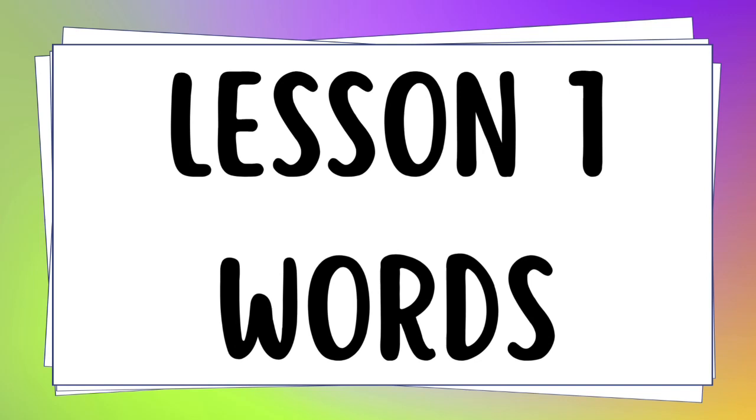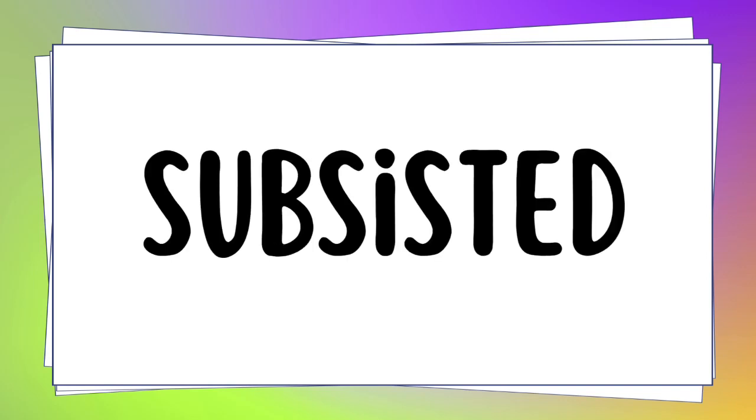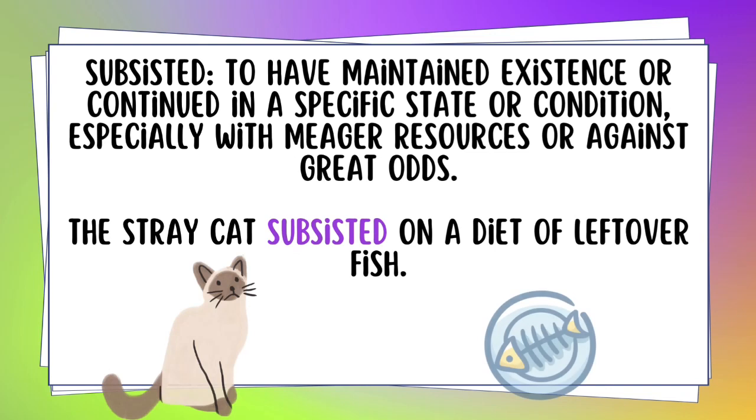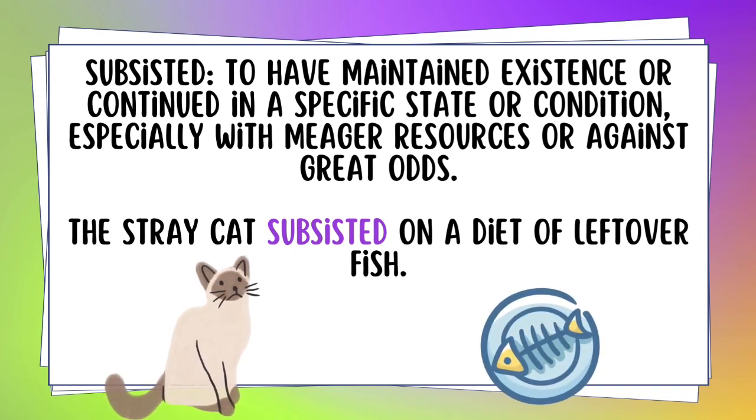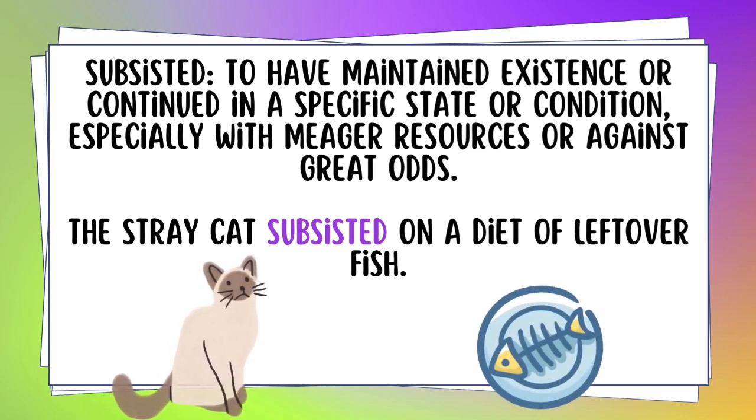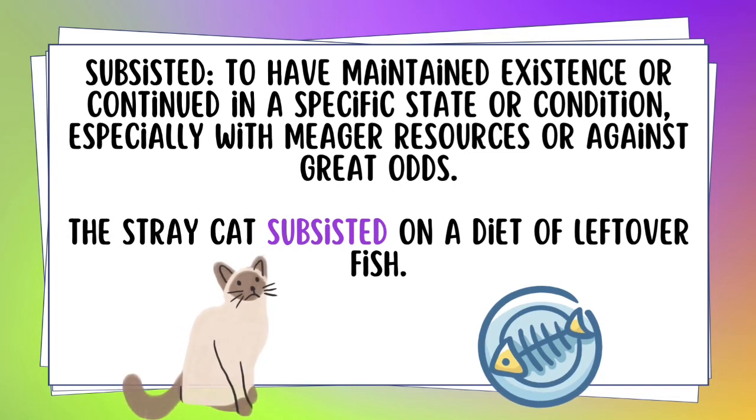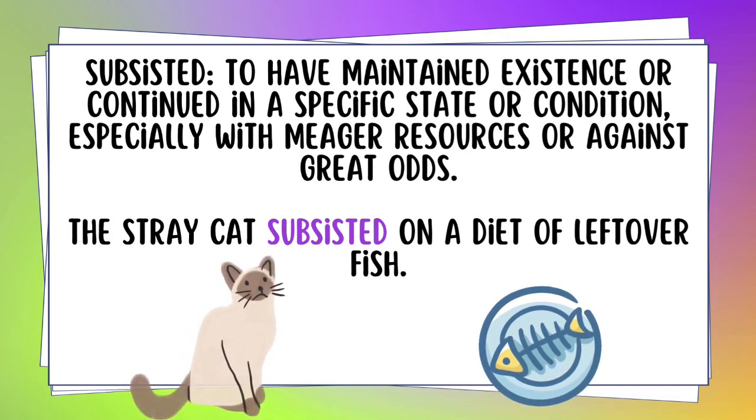Lesson 1 words. Subsisted. Subsisted is to have maintained existence or continued in a specific state or condition, especially with meager resources or against great odds. The stray cat subsisted on a diet of leftover fish.